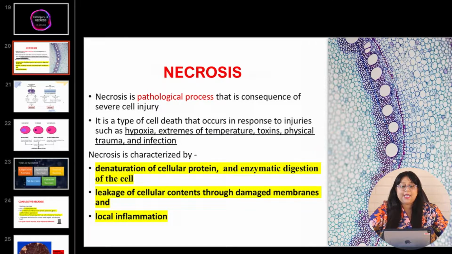So remember, necrosis is always a pathological process. There is denaturation of cellular protein and enzymatic digestion of the cell. There is leakage of cellular contents through the damaged membranes, and there is presence of local inflammation.